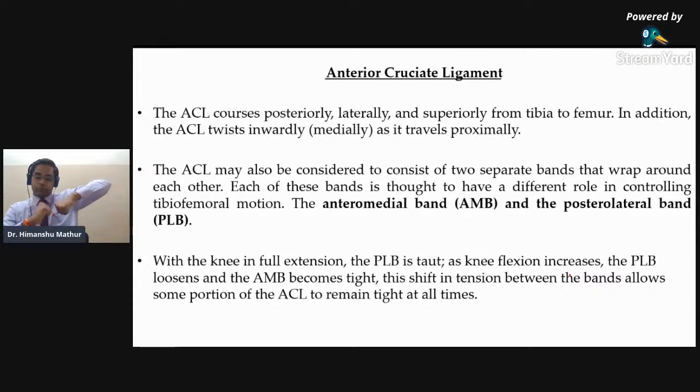Whenever the tibia moves anteriorly, the band of ACL that is taut is your PLB band, and when it goes posteriorly, the AMB is the band which is taut. That is the anteromedial band that becomes tight, that is under tension. So either it is flexion or it is extension, at some part of time, one part of ACL is always under tension.